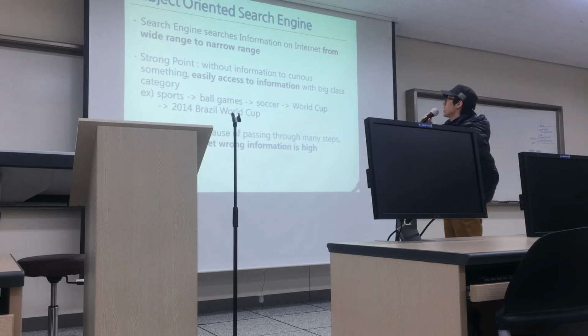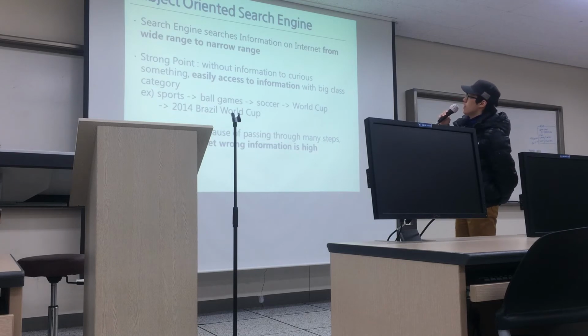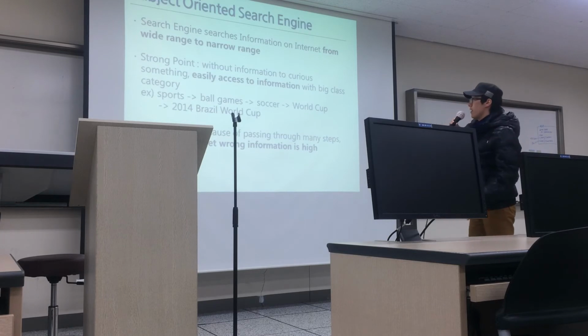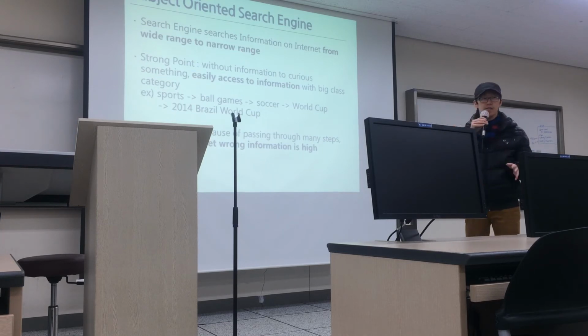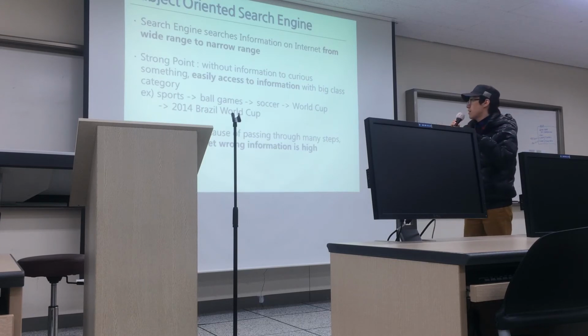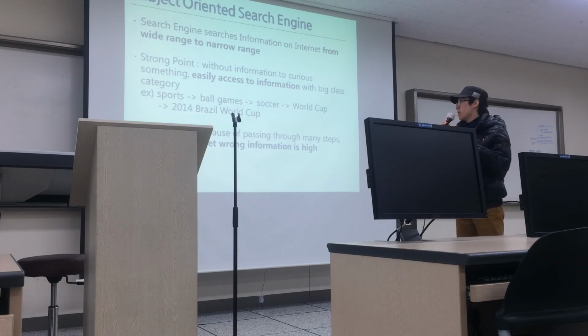First, the subject-oriented search engine. This engine searches for information on the internet from a wide range to a narrow range. This engine's strong point is that even without knowing specific information, you can easily access information through a big class category. For example, top class sport, subclass sport games, we find soccer class, next we find World Cup class, and finally we find 2014 Brazil World Cup.